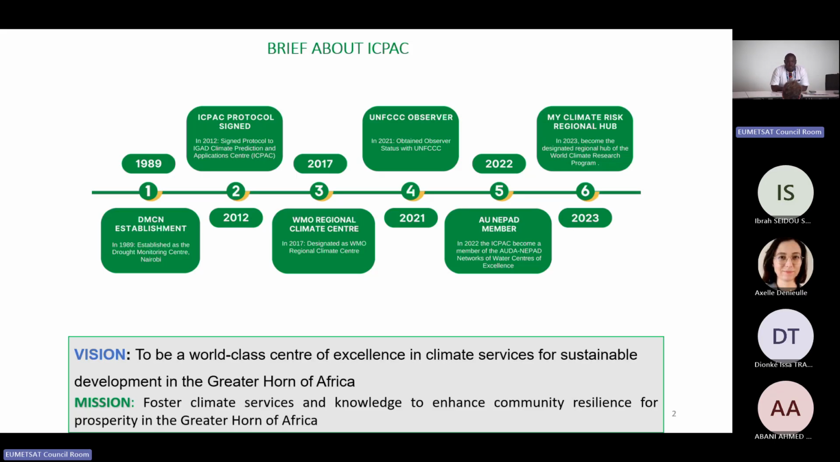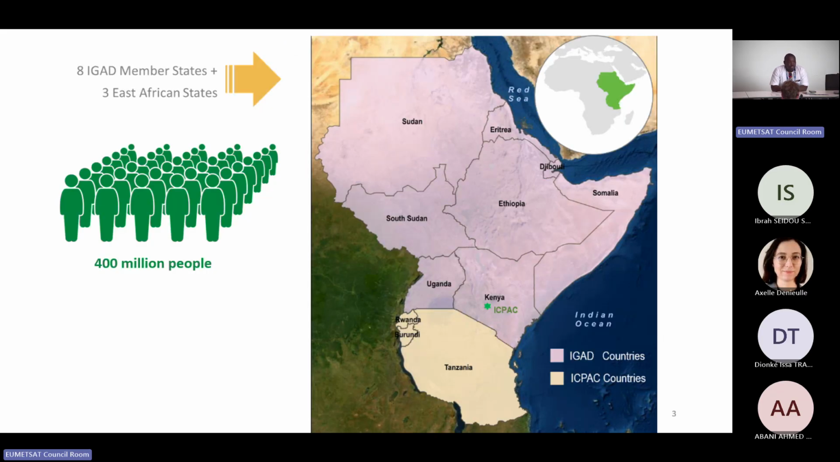ICPAC strives to be a center of excellence in terms of climate services for sustainable development in the Greater Horn of Africa. In terms of geographic coverage, ICPAC covers 12 countries. These comprise the 8 IGAD member states in the Horn of Africa plus 3 additional countries. In total there are 12, populated by around 400 million people.